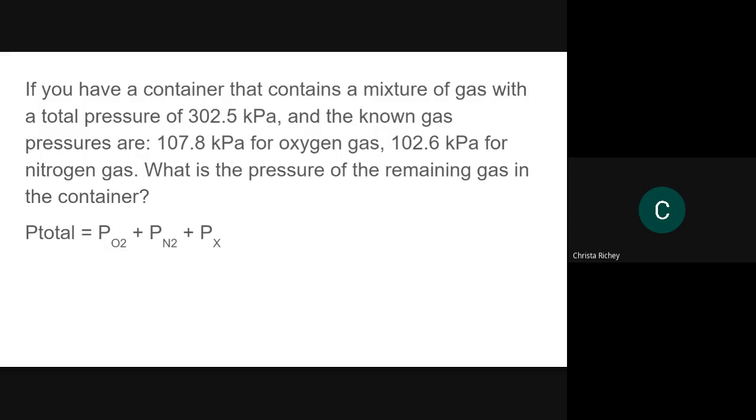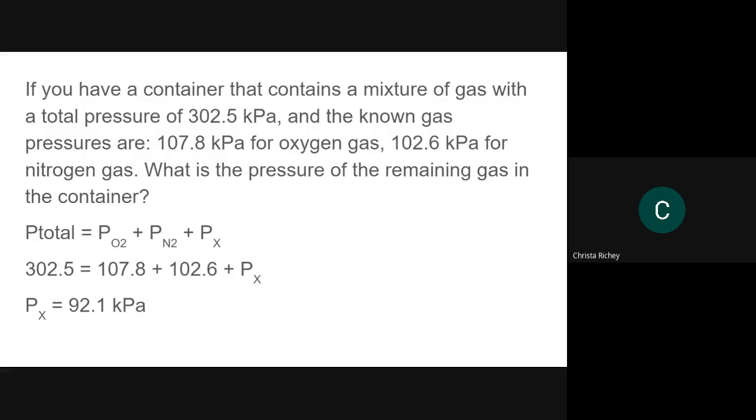Okay, so I know X is the mystery gas. Oh, that should have been a subscript. There's another typo. I'll fix it. So I know my total was 302.5. I know the part that's oxygen, 107.8. I know the part that was nitrogen, but I don't know mystery gas X. So you can either add these and then subtract from both sides, or just do 302.5 minus 107.8 minus 102.6. When you subtract them, my mystery gas is going to have a pressure of 92.1 kilopascals.